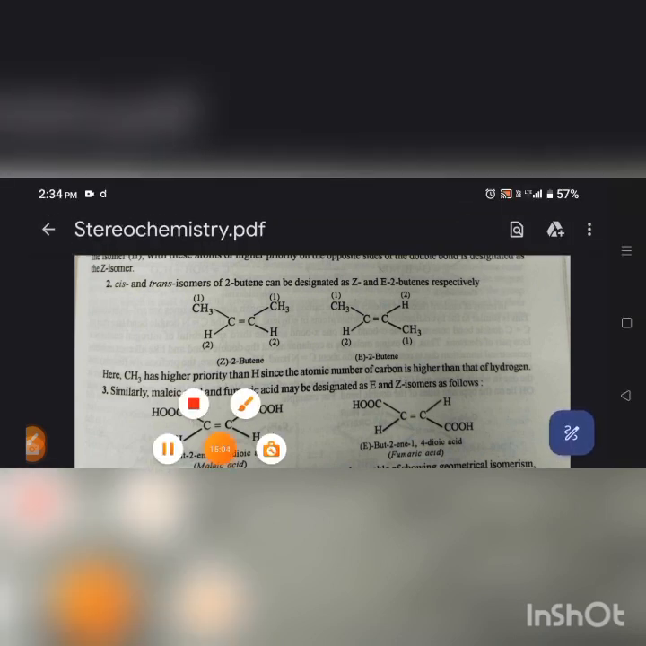Similarly, cis and trans isomers of 2-butene can be designated as Z and E butenes respectively from the above. Next is conformations of ethane. In ethane molecules, the two carbon atoms are connected by a sigma bond.